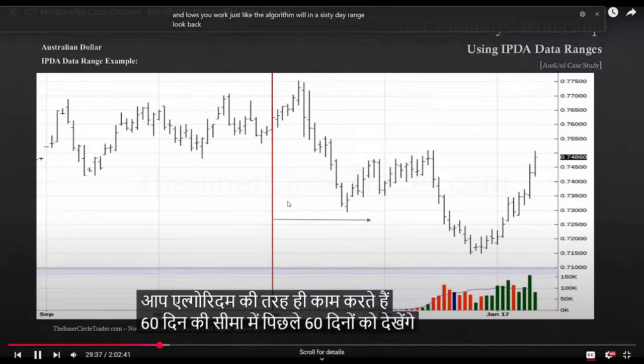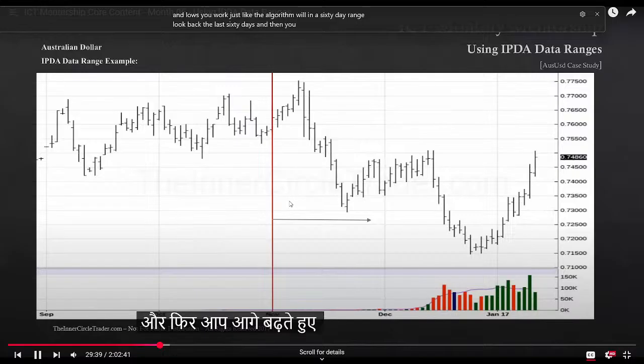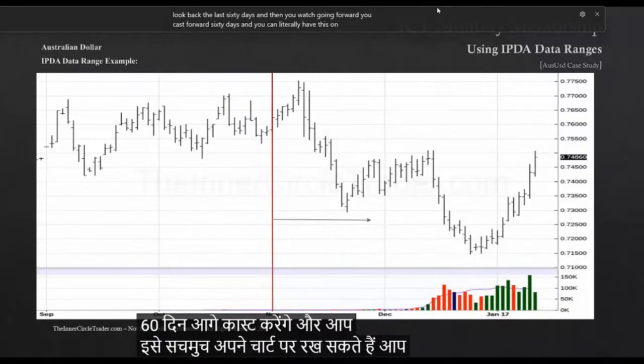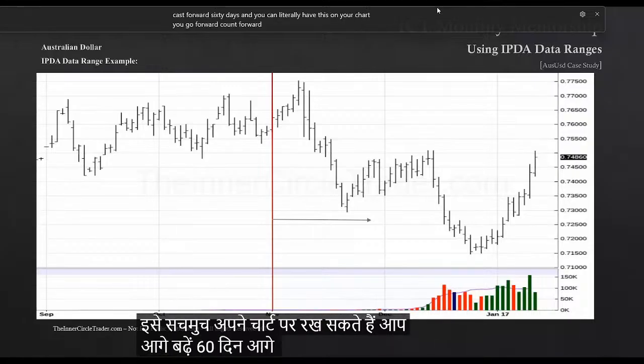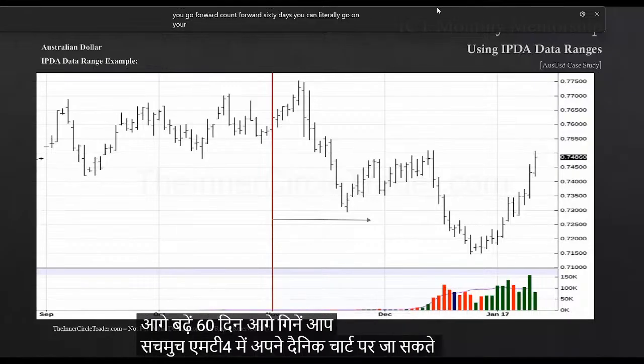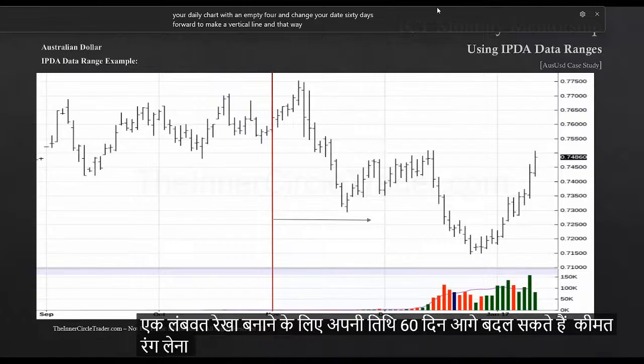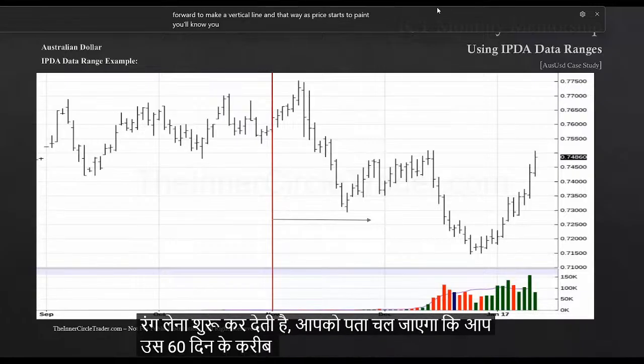You work just like the algorithm will in a 60-day range. Look back the last 60 days. And then you watch going forward. You cast forward 60 days. And you can literally have this on your chart. You count forward 60 days. You can literally go on your daily chart in MT4 and change your date 60 days forward to make a vertical line. And that way, as price starts to paint, you'll know you're approaching that 60-day.